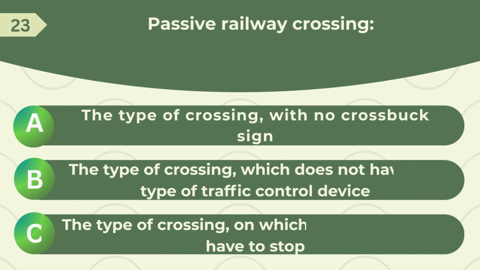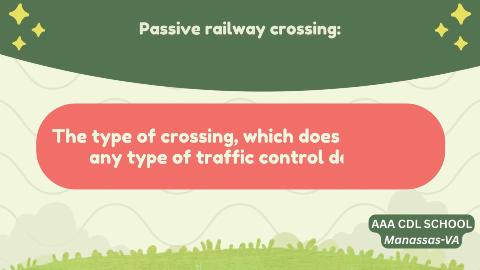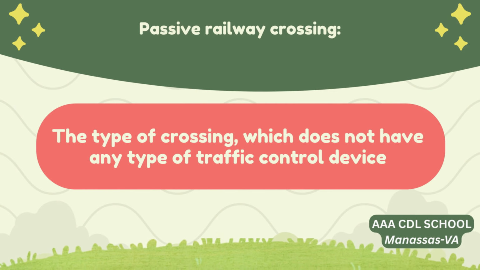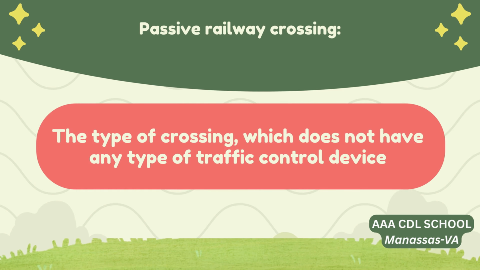Passive railway crossing: A. The type of crossing with no crossbuck sign. B. The type of crossing which does not have any type of traffic control device. C. The type of crossing on which the driver does not have to stop. Correct answer: the type of crossing which does not have any type of traffic control device.